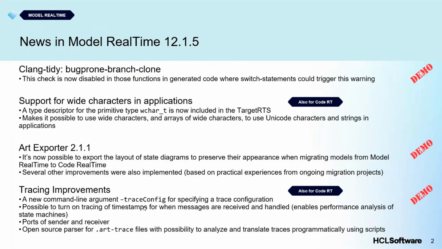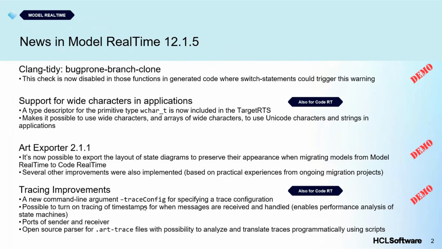Then we have continued to work on tracing improvements. And this, by the way, of course, also applies to Code RealTime, since this is something that we do in the target runtime system. That is common for both Model and Code RealTime. And as you will see in the demo, we now support trace configurations, which is a JSON file that you can give as input to your application by means of a new command line argument called -traceconfig.